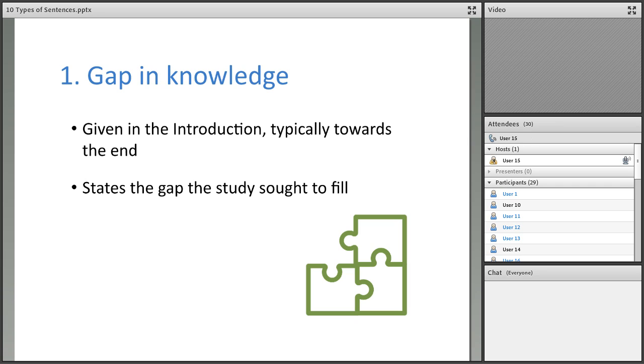So the first few sentences that every manuscript should have appear in the introduction section. And these types of sentences tend to appear towards the end of the introduction section. The first of those sentences is the gap in knowledge. Now, you know that the introduction works from a broad base of knowledge through what is known to what is unknown. This is the question that your study sought to fill. A sentence stating the gap explicitly should be provided because it will leave no question in readers' minds what the study sought to do.